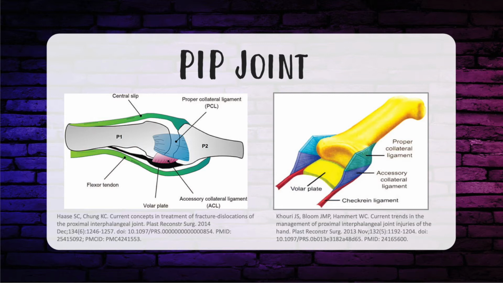The volar plate proximally thickens to form a pair of check-rein ligaments that originate from the periosteum of the proximal phalanx inside the A2 pulley and insert distally on the middle phalanx, where it becomes confluent with the collateral ligaments.